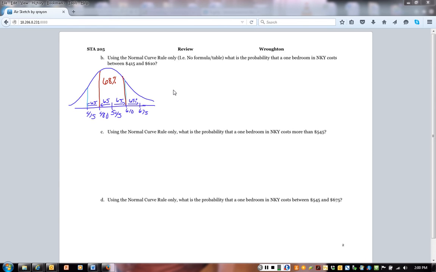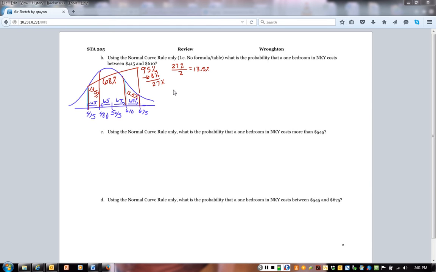Okay, how am I going to do that? Well, again, I know if I go between here and here, that should be 95%. I've already put 68% on my picture. So I have 27% left to add to the picture. But again, I have to worry about putting it in both spots. So 27% divided by 2. So I get 13.5% will be in this piece and in this piece.